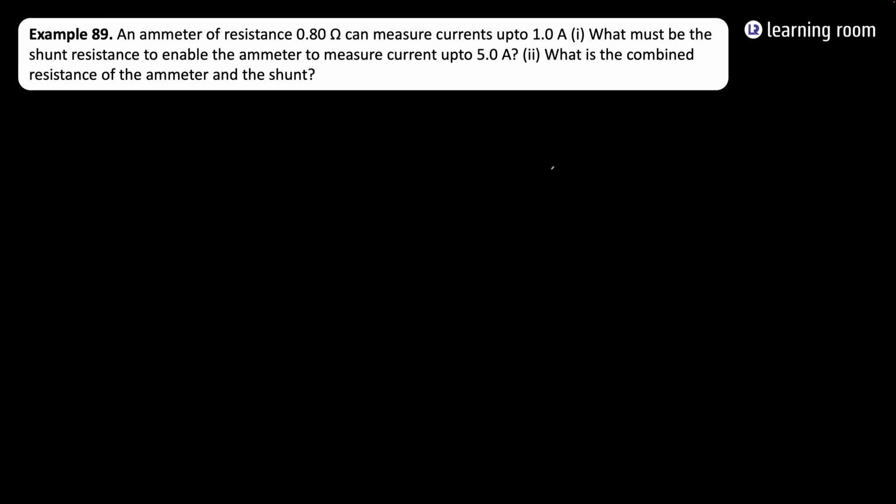Try this. An ammeter of resistance 0.8 ohm can measure currents up to 1 ampere. What must be the shunt resistance to enable the ammeter to measure current up to a higher range? Also find the resistance of the ammeter.